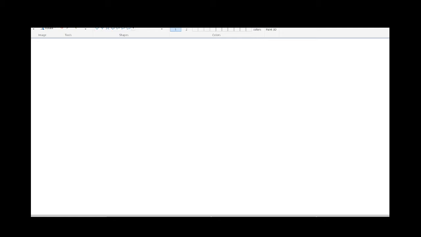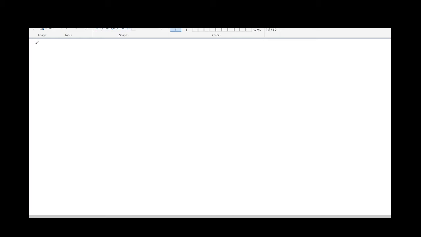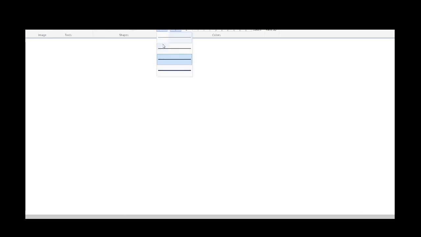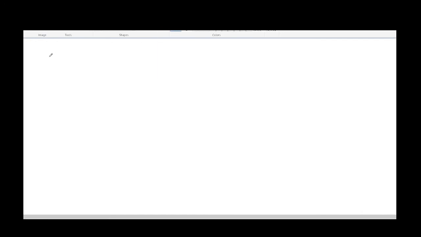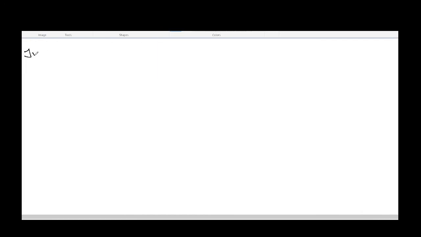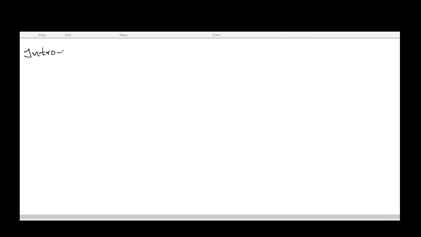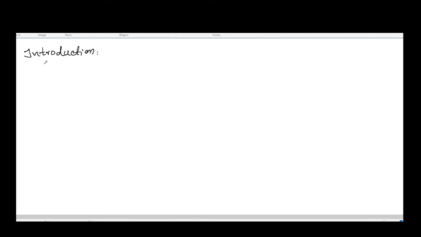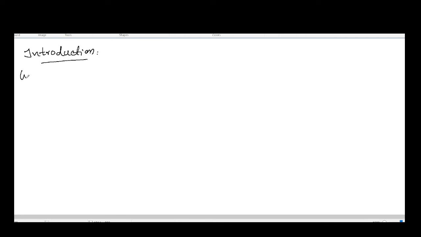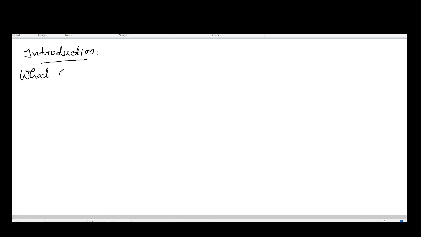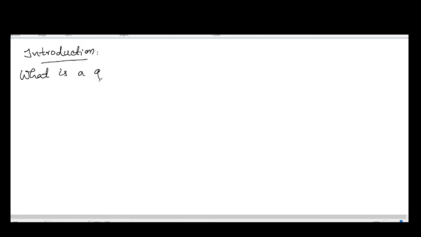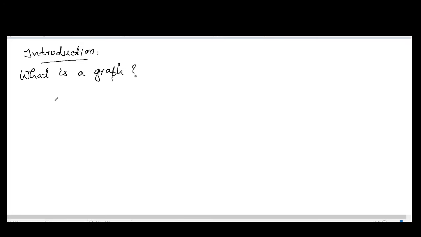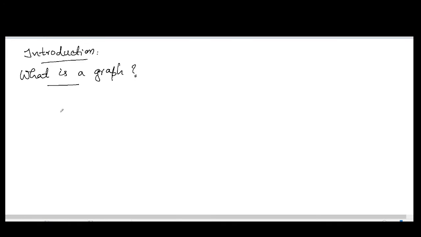Graph theory. So first we can move to the introduction. What is a graph? Okay, now we can move to the definition of a graph.